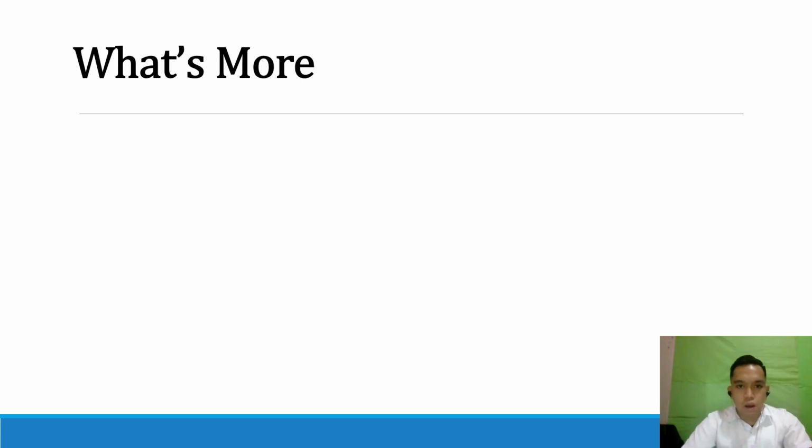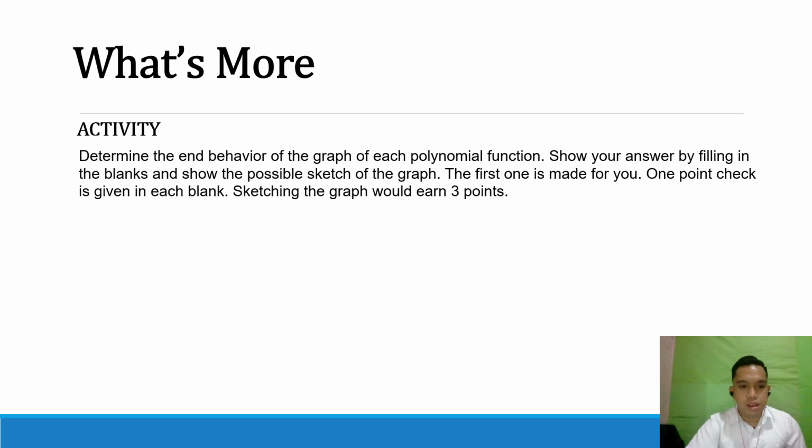So, were you able to understand the concept of the leading coefficient test? So, do you want more? So, try to do this activity. Determine the end behavior of the graph of each polynomial function. Show your answer by filling in the blanks and show the possible sketch of the graph. The first one is made for you. A 1-point check is given in each blank. Sketching the graph would earn 3 points.